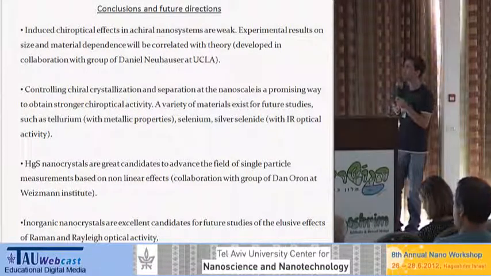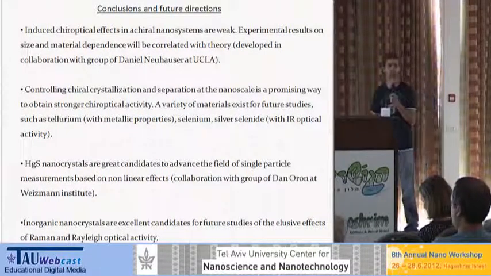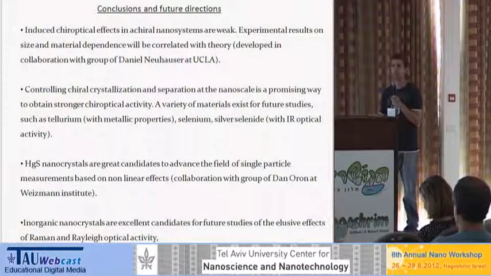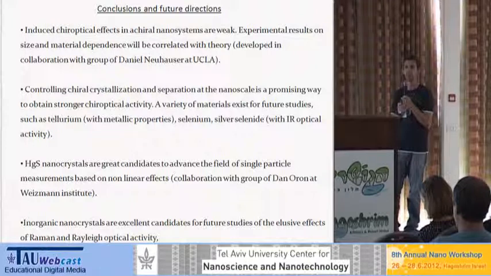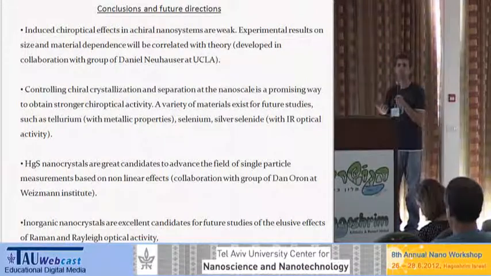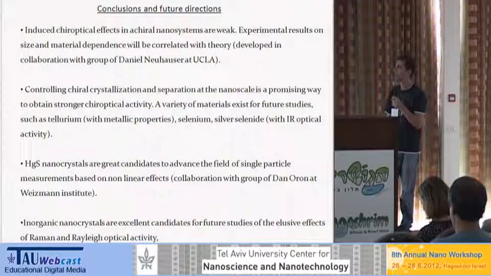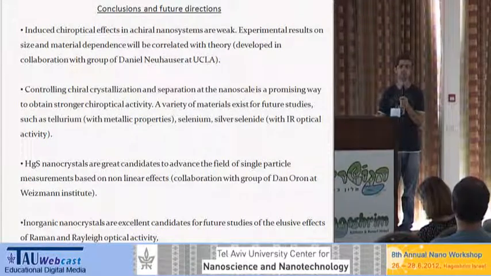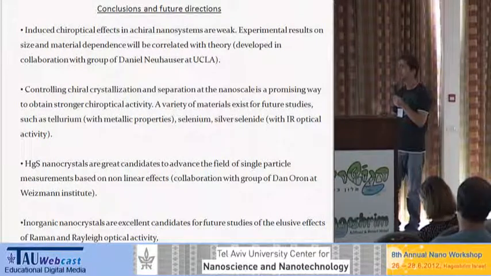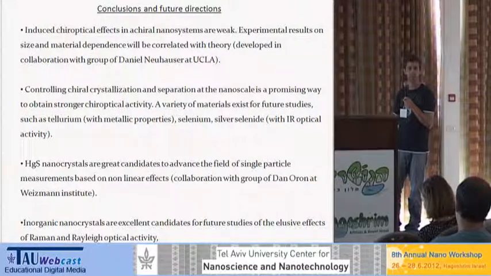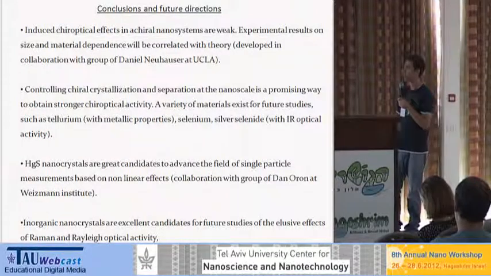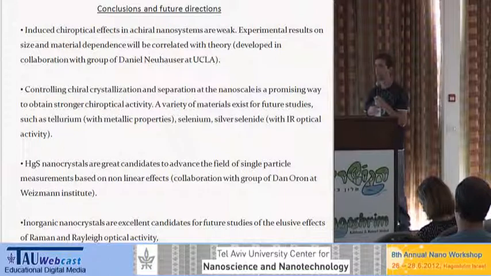For instance, tellurium, the element tellurium, crystallizes in a chiral space group. But it is also metallic, basically. So you can think of metallic nanocrystals which are chiral. This is supposed to be very promising for metamaterials, or at least there is some prediction on that. And if you want to get some properties, for instance, in the IR regime, you can work with silver selenide, which is also chiral. So there are a lot of different materials to study.